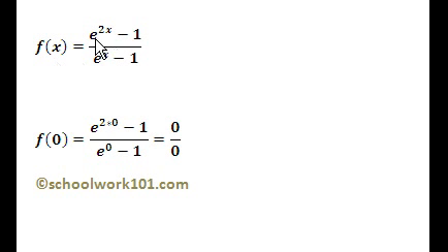This function here, which involves an exponential function, e to the 2x minus 1 over e to the x minus 1, let's say we wanted to evaluate this function at 0. So we would plug 0 in, and we end up getting 0 over 0, which is undefined at 0. And we'd like to probably know what this would at least be close to, right? Let's take a look at the graph.